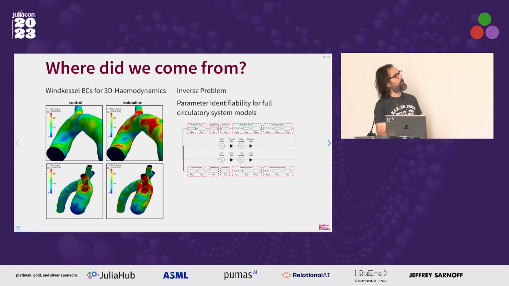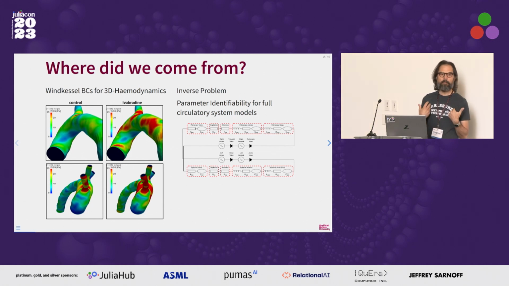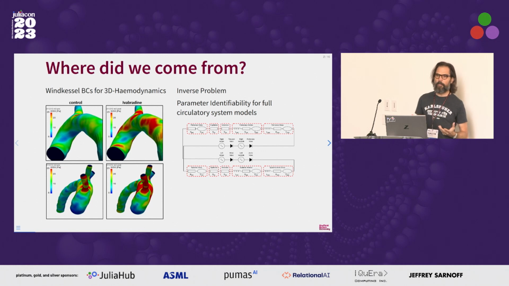So where do we come from? Why did we start developing this library? Well, my name's Thorsten Schenkel. I'm associate professor in continuum mechanics, mechanical and aerospace engineering background, but my research is mostly in biomedical cardiovascular flows. Most of my research has been about 3D models, blood flow in vessels with a view to atherosclerosis risk prediction.